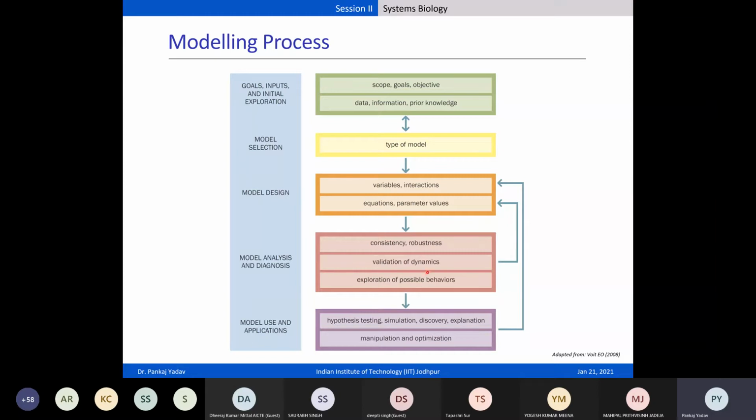Then finally, let's say we have come up with a good model that looks good, at least on the training data. Then we come to application, right? Where we do some validation, or rather testing, where you can test, for example, some hypothesis, or you can use it for simulation, or you can do some prediction or explanation. Manipulation and optimization are the next steps using this application-based knowledge. And then maybe you have to go back and repeat these steps again.